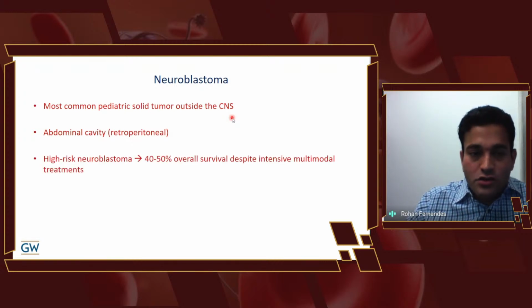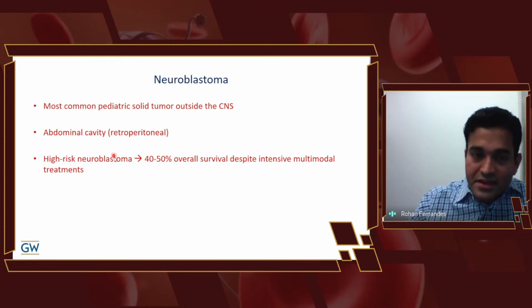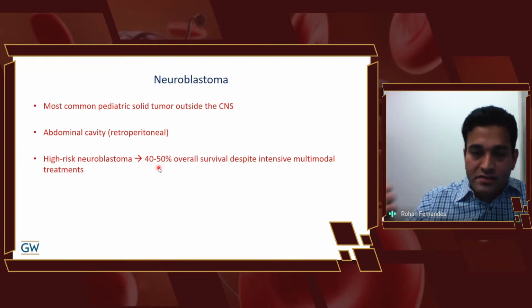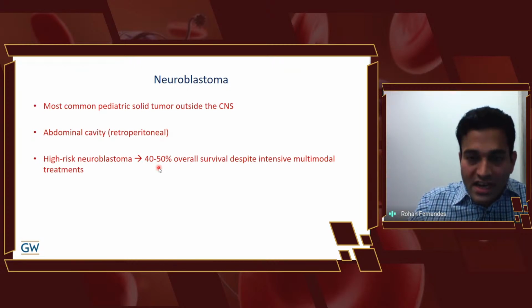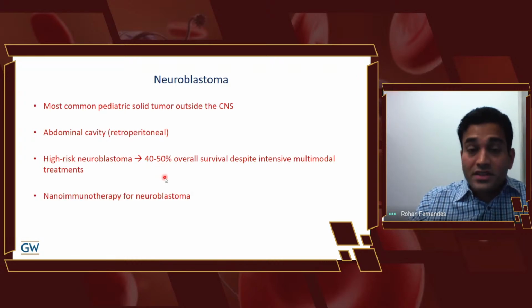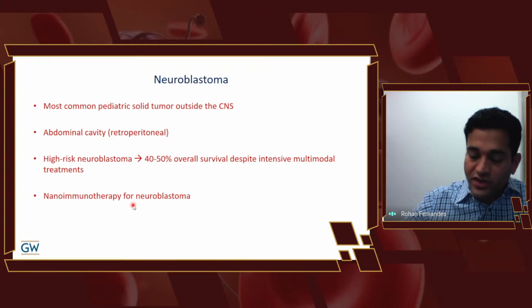Now, why are we interested in neuroblastoma? Besides the prevalence, for high-risk neuroblastoma the survival rates have not really budged over the last few decades. It used to be 30 to 40%, but currently the overall survival is between 40 and 50%, despite intensive multimodal treatment options, which involve surgery, radiation, chemotherapy, stem cell rescue, and other monoclonal antibody immunotherapies. Despite that, this is the range in which overall survival has landed. That's why we believe that there is a good case for using nanoimmunotherapy for treating neuroblastoma.